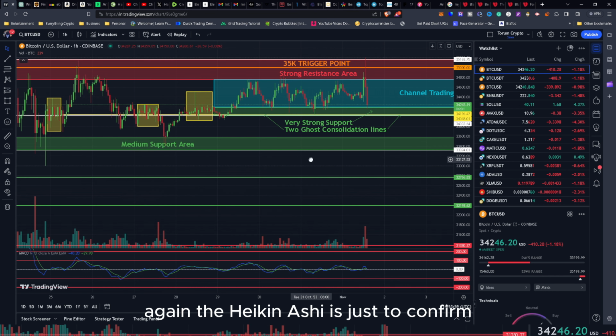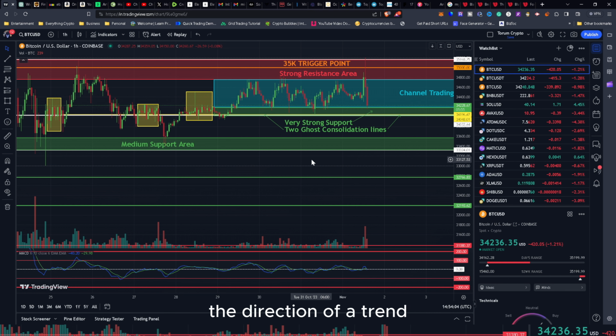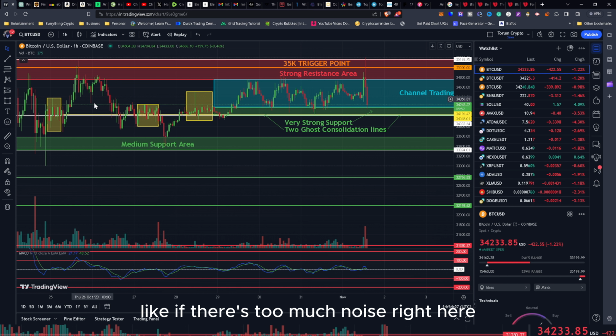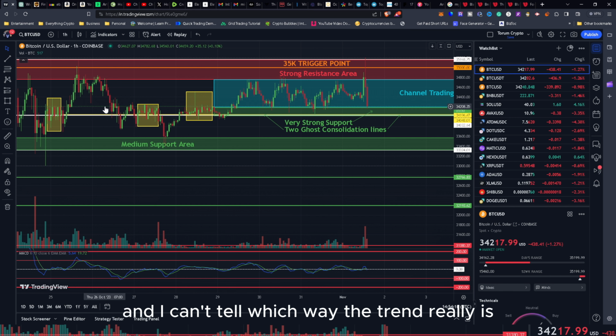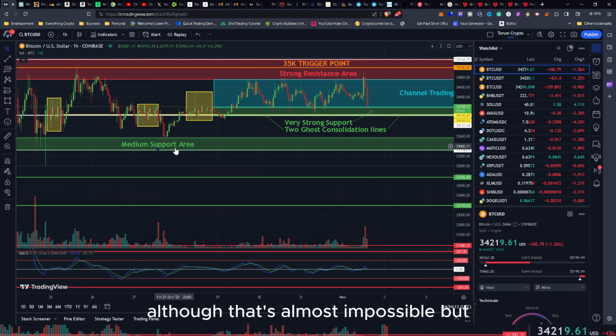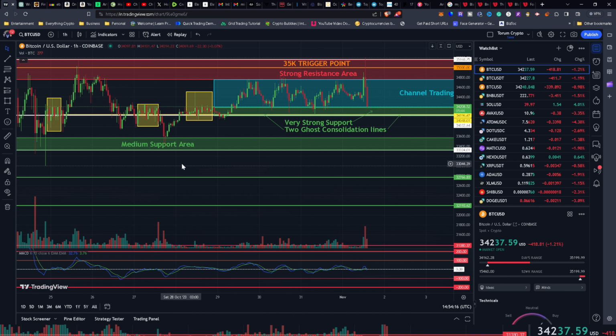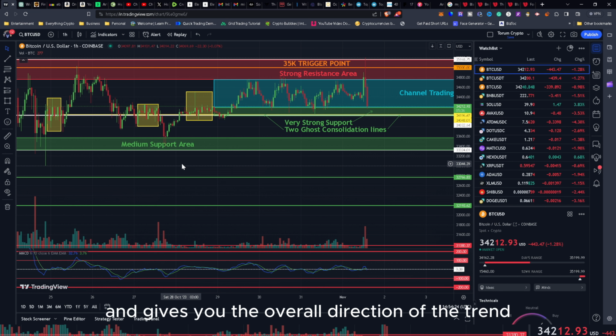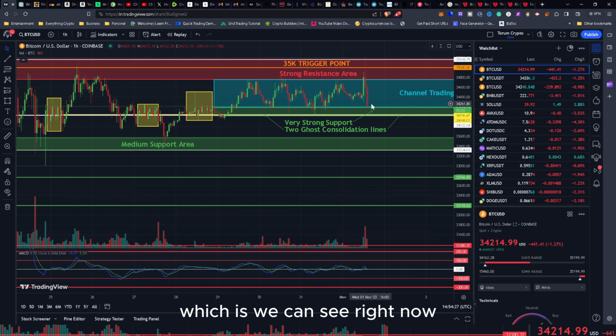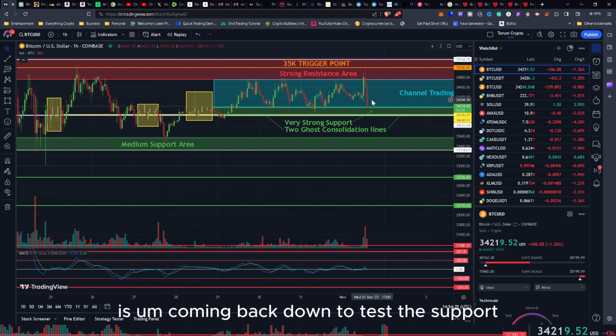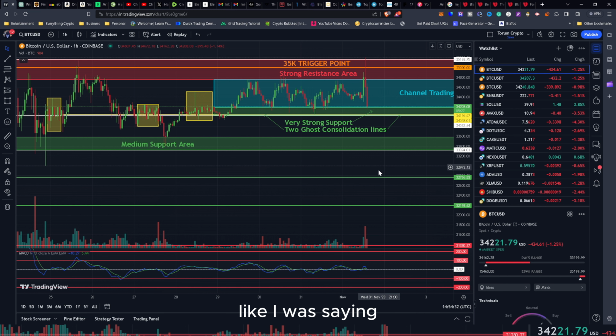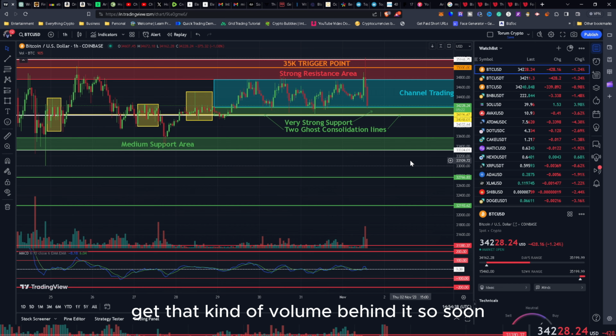Again, the Heikin Ashi is just to confirm the direction of a trend. Like if there's too much noise right here, too much red and green, and I can't tell which way the trend really is, although that's almost impossible, the Heikin Ashi just wipes out all the alternate candle noise and gives you the overall direction of the trend, which we can see right now is coming back down to test the support. Like I was saying, I figured it would. Didn't know it was going to get that kind of volume behind it so soon.